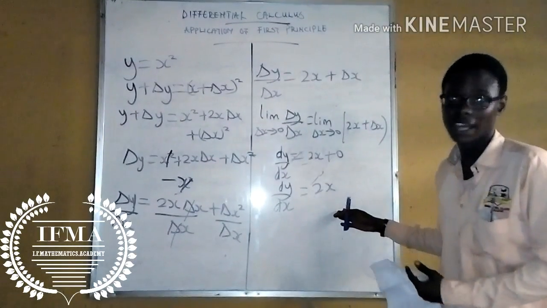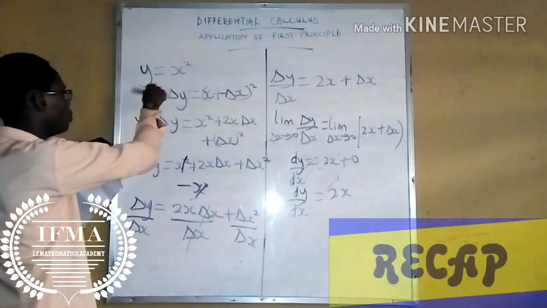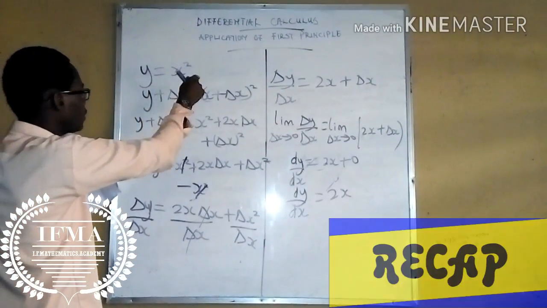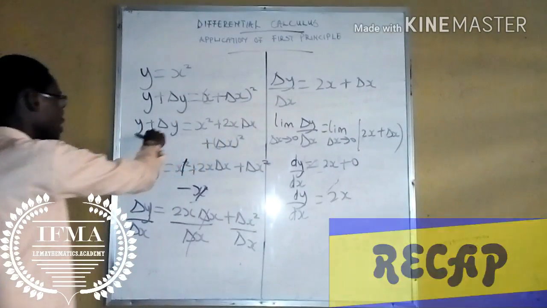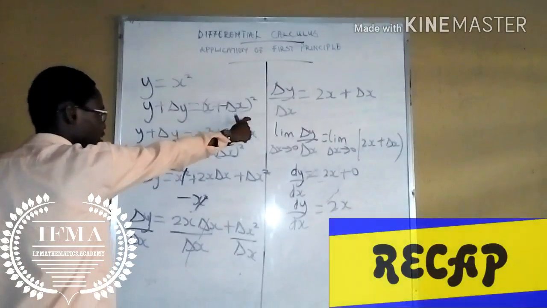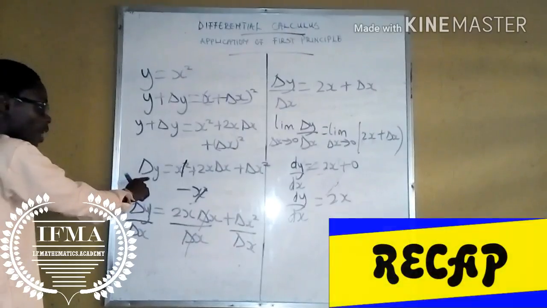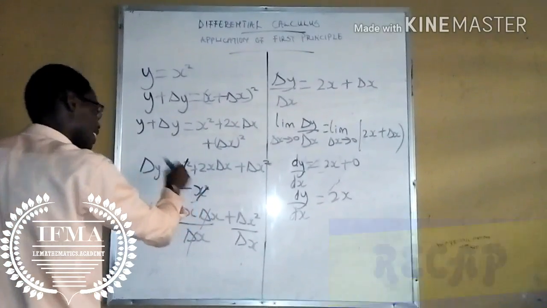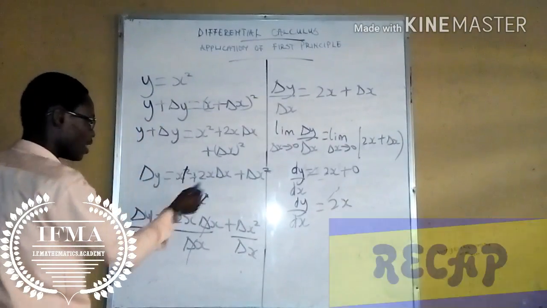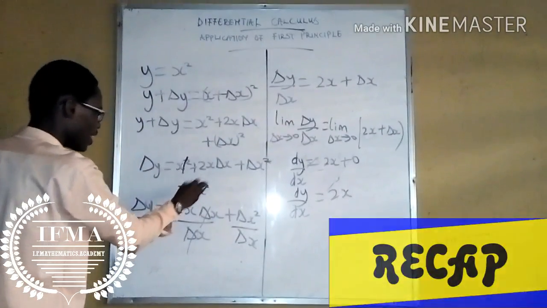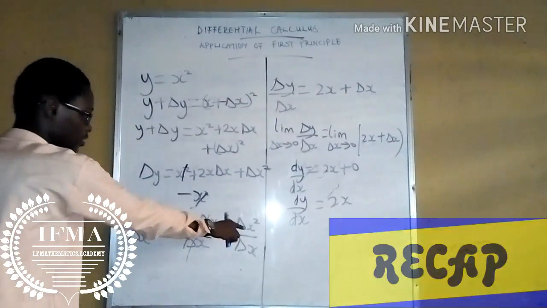So let's take a quick recap. We picked a problem, and the problem was y equals x squared. We added the change in y and the change in x to both sides of the equation, then we expanded this side of the equation, and it got us this. Then we made the change in y the subject of the formula. We also established that y is x squared, so y can be rewritten as x squared. Now x squared cancels out x squared, so we are left with 2x change in x plus change in x squared.